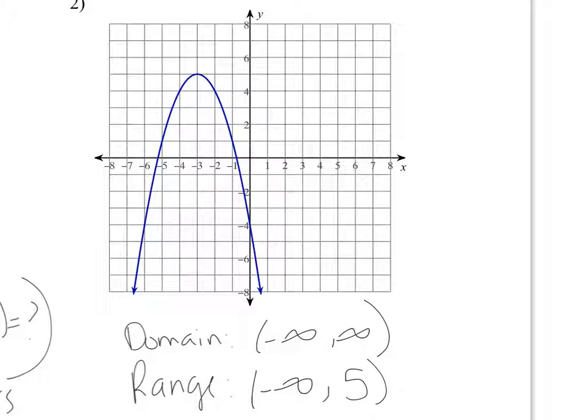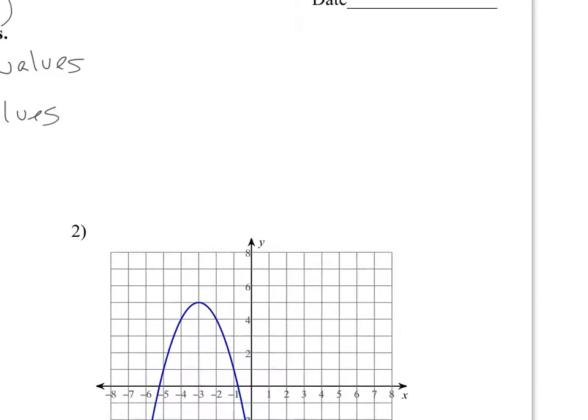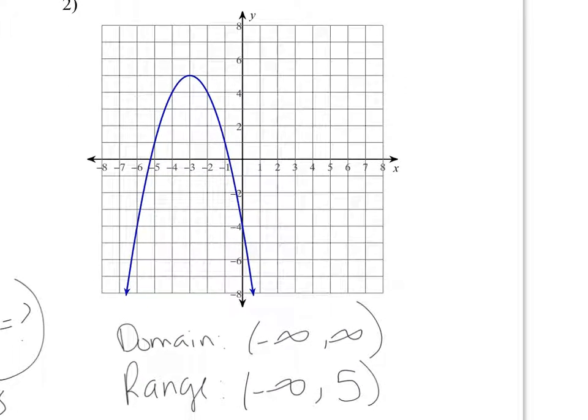So remember, I'm getting my values from the y-axis. When I'm doing the range, I'm getting the values from here. Don't look at the x-axis. It doesn't exist. So the highest it reaches here is 5. The lowest it reaches is negative infinity, and it has to go low to high. Okay, so let's look at another one.